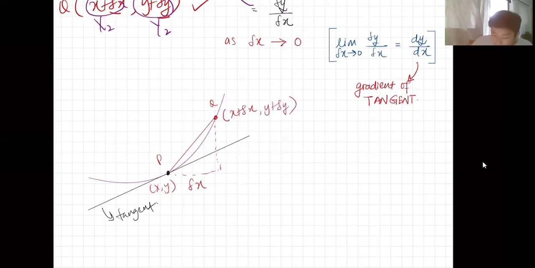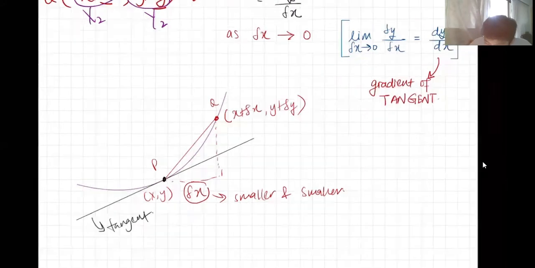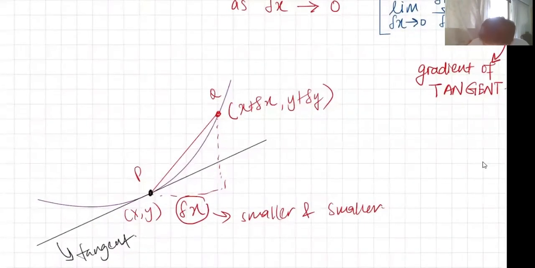So what I want to do now is imagine what if this delta x becomes smaller and smaller? What do I mean by that? Smaller and smaller means Q is sliding towards P. You see, it's sliding towards P. Instead of PQ here, now Q slides below. Now it reaches this point. The delta x is smaller right now.